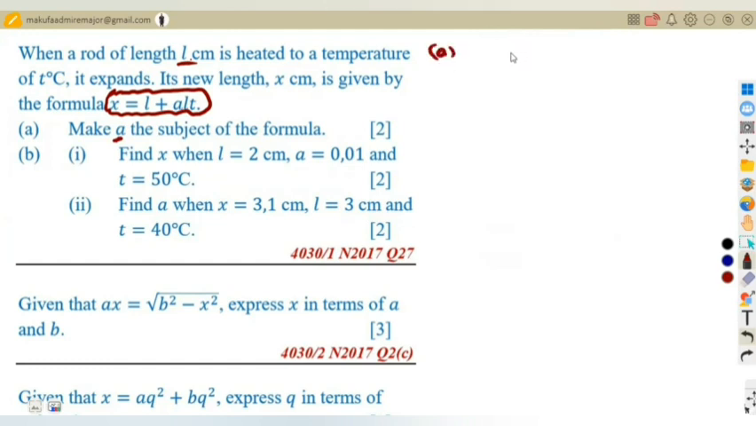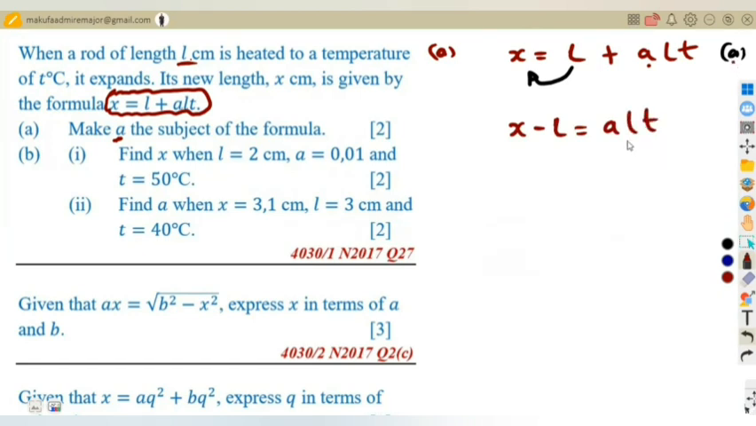Given that X is equal to L plus A LT, we are asked to make A the subject. So here we only have one term with A. So we can transpose the other terms without A to the other side of the equation, which is this L. It becomes a negative. So X minus L is equal to A LT.